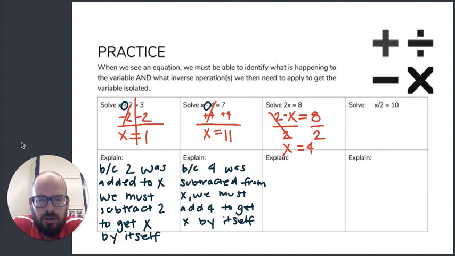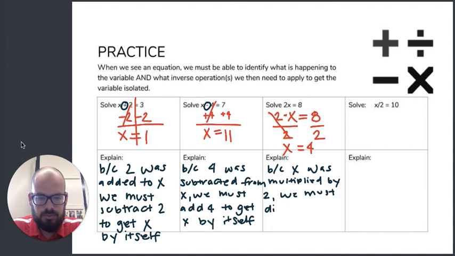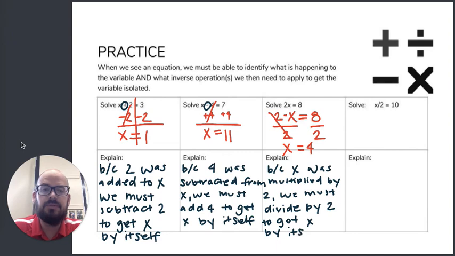So x equals 4. But why? Why did we do that? Well, again, speaking in terms of what's happening to our unknown, because x was multiplied by 2, we have to divide by 2 to get it by itself, or to isolate. In math, you'll often hear the term isolation. We want to isolate the variable. And we did that in this case by dividing, because it was originally being multiplied.